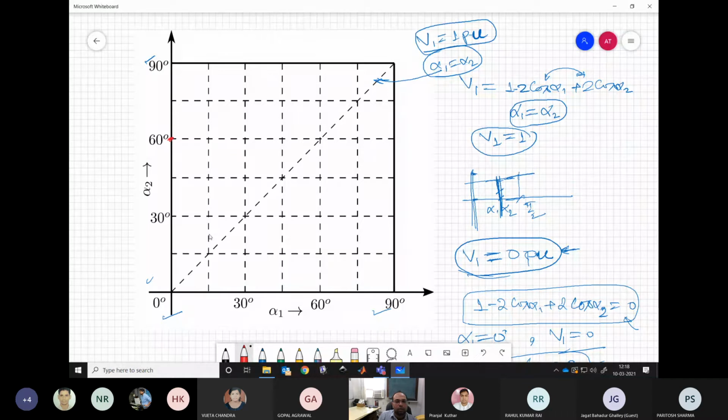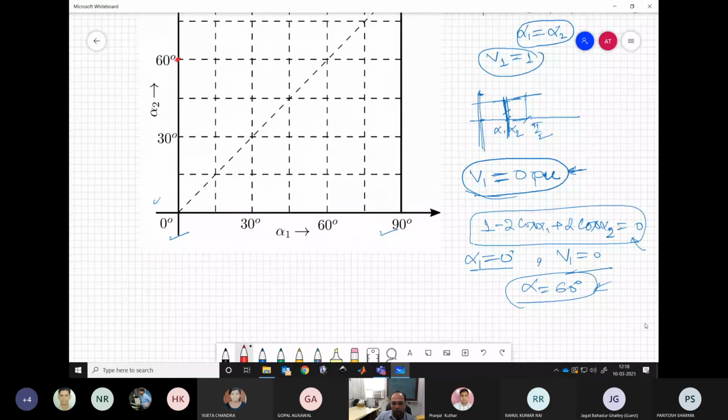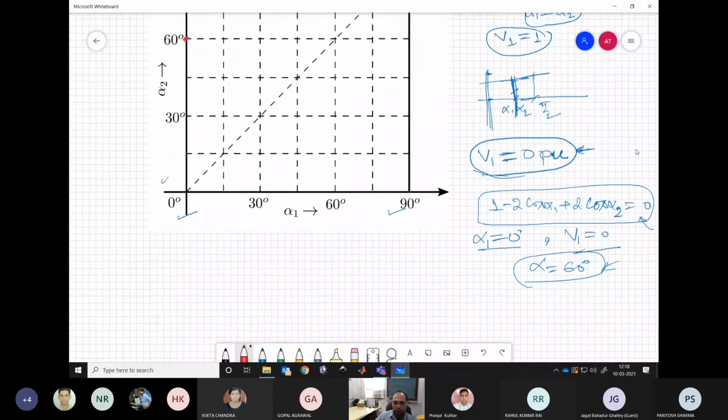Something like this. This is our point where alpha 1 is 0 and alpha 2 is 60 degree. So this is where our V1 is 0. Now let's figure out another point. Let's say we plug in alpha 1 equal to 90 degree. So our alpha 2 is again going to be what?